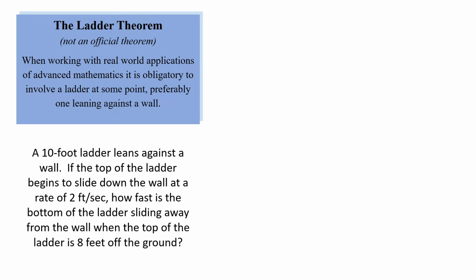Just like with optimization problems, a lot of times one of the very first things to do is draw a picture and label it. So we have a ladder, it's 10 feet long. Notice our y variable is going down and our x variable is going to be getting bigger. And the ladder's not going to change size. So that 10 is actually going to be constant. It's going to stay the same.